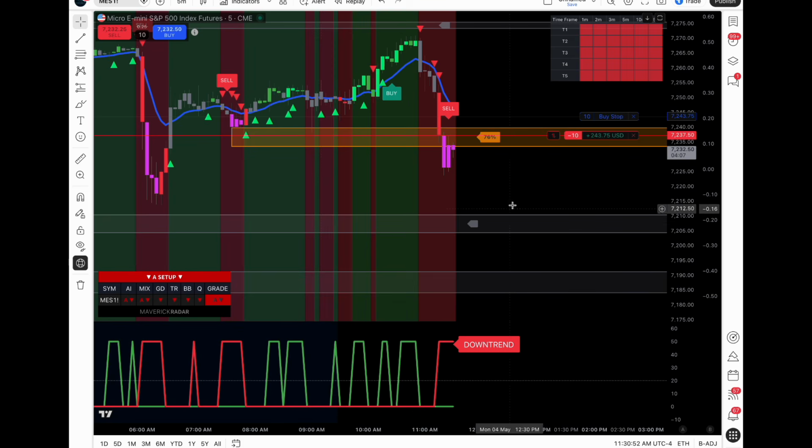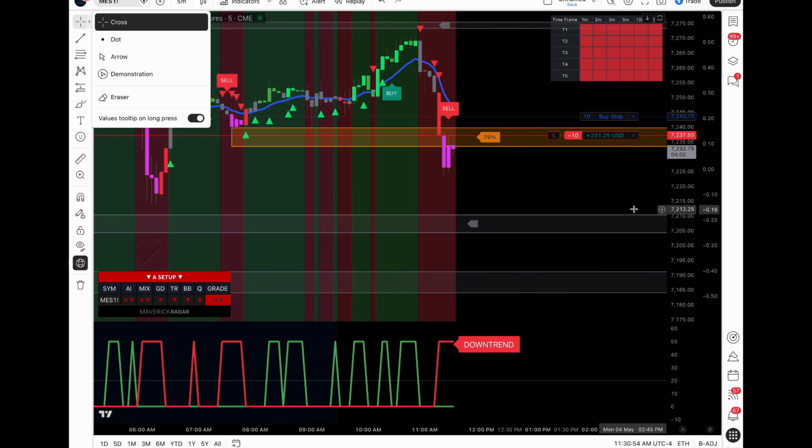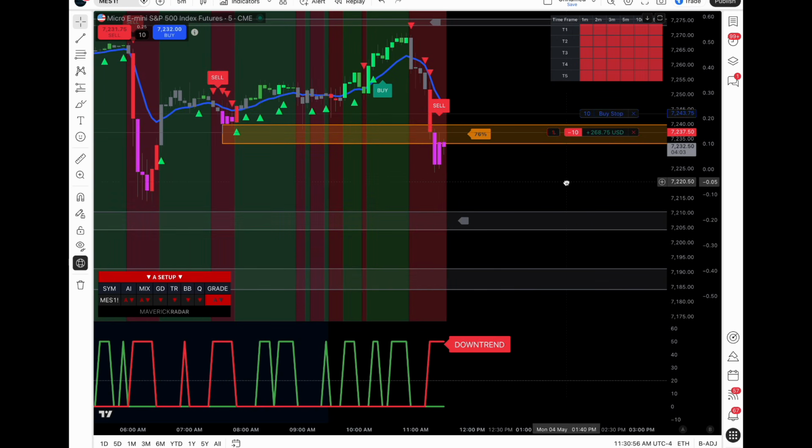Man, my internet connection is wacky today. I keep losing connection to this monitor, which is why we put our stop loss in.